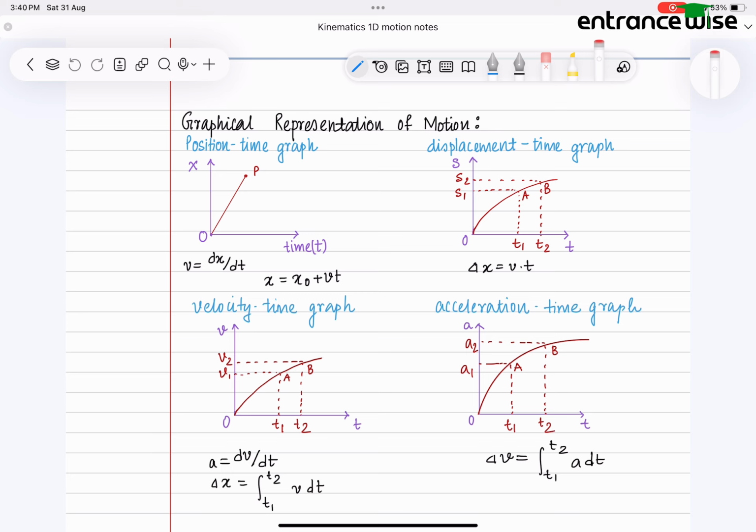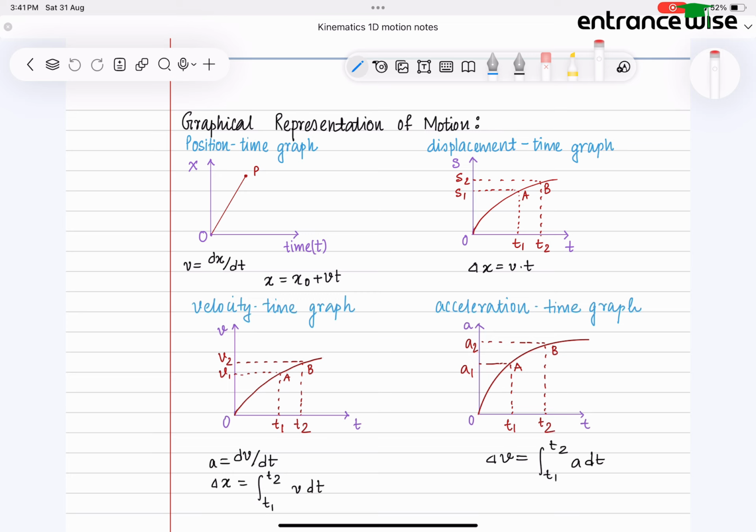Now let's talk about displacement time graph. Displacement time graphs are particularly useful in understanding changes in an object's position over time. Similar to position time graph, the slope of the displacement time graph gives the velocity. For a uniform velocity, the graph is a straight line, like this. And the equation is del x equal to v dot t, where del x is the displacement and v is the constant velocity.